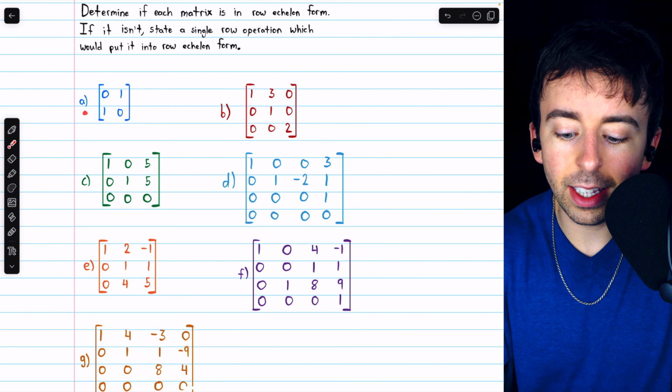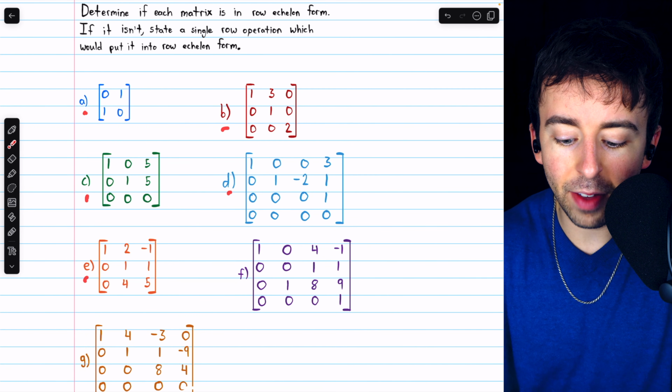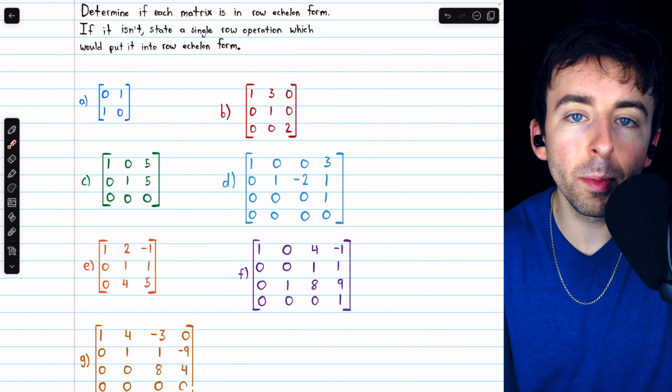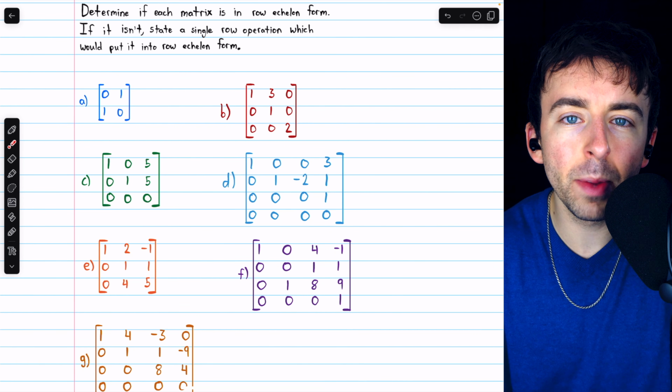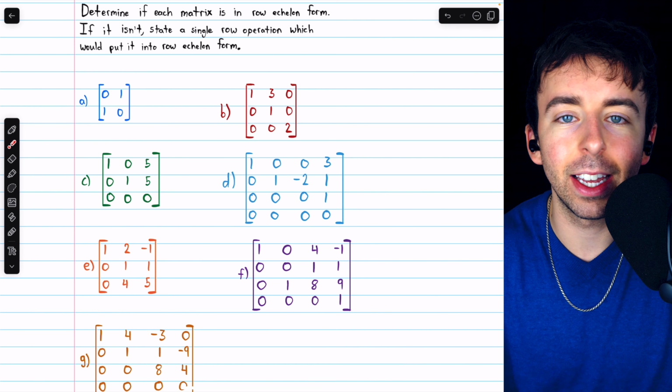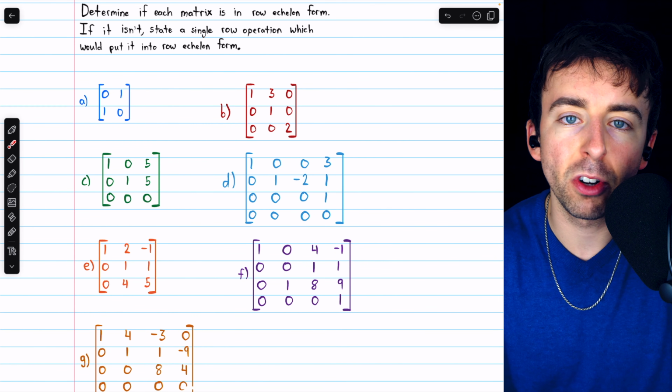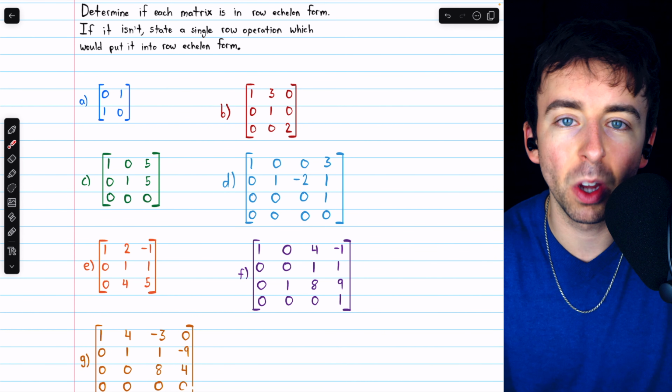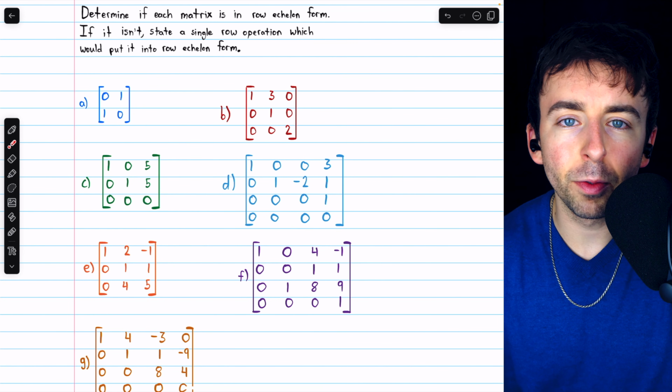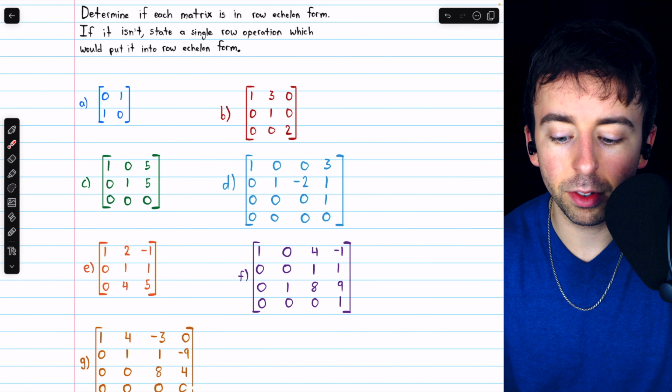So the idea is that each of these 6 matrices have had Gaussian elimination performed on them to put them in row echelon form, or they're one step away from completing that process. Link in the description to my lesson on Gaussian elimination if you don't know about that. So take a look at these, feel free to pause and decide for yourself the answers to each question.